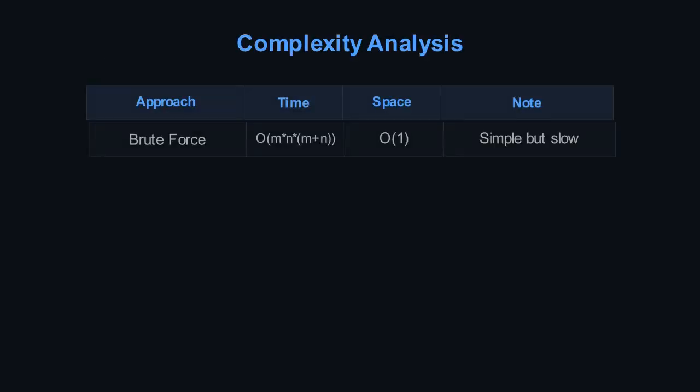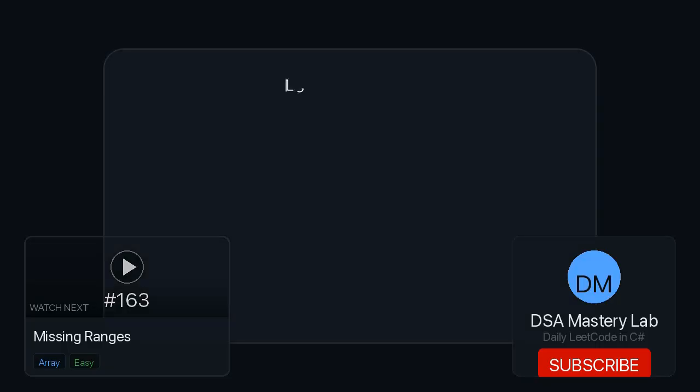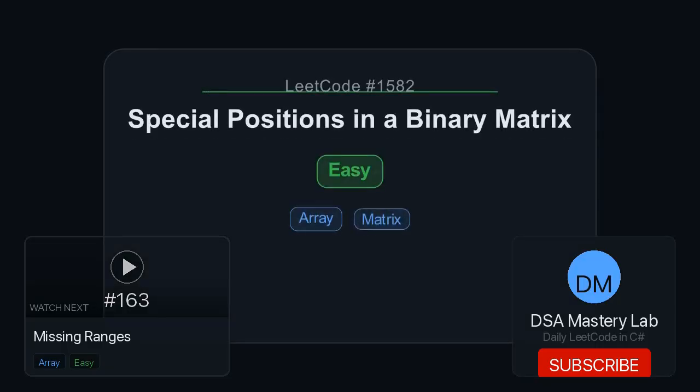This optimized approach has a time complexity of O(m times n), due to 2 passes over the matrix. The space complexity is O(m plus n), for storing the row and column sums. This pre-computation strategy is powerful. Try the next problem using this same pattern.